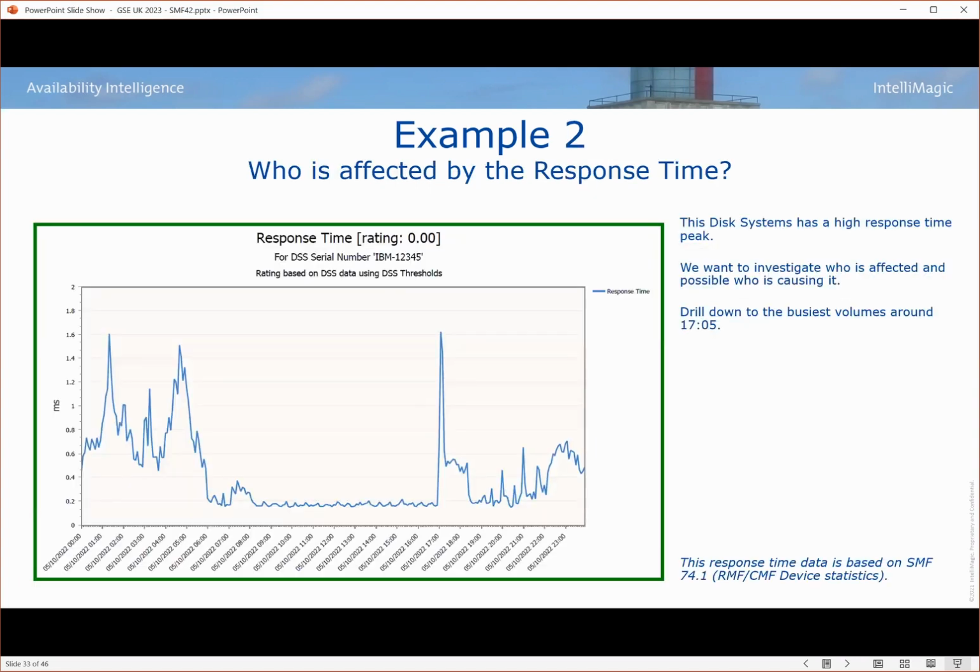That was a simple example. Let's go to something a little bit more complicated and probably a little bit more useful as far as response time analysis. Who is affected by the response time peak?